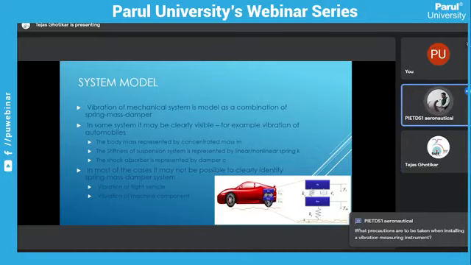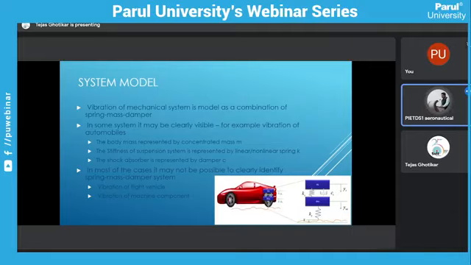I'll send the second question also, sir. What precautions are to be taken when installing a vibration measuring instrument?